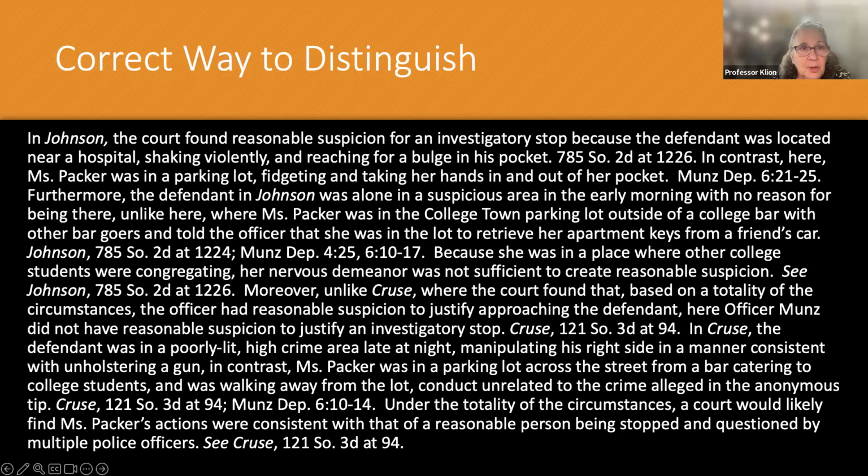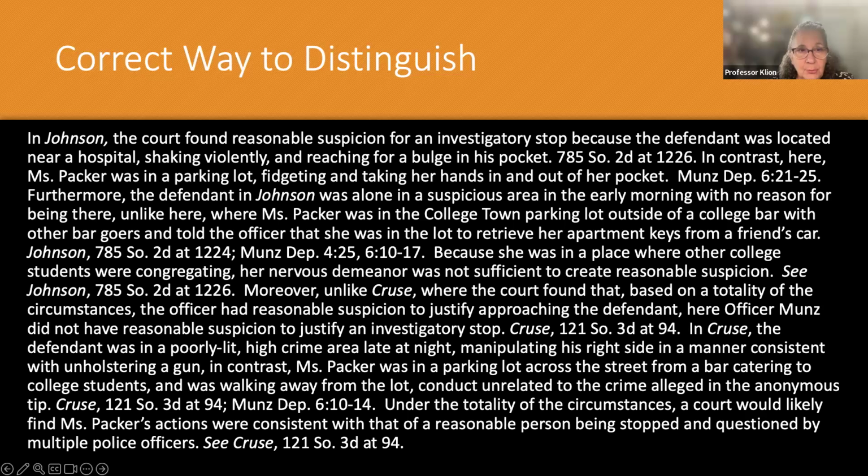Because she was in a place where other college students were congregating, her nervous demeanor was not sufficient to create reasonable suspicion. Cite to Johnson. Moreover, unlike Cruz, where the court found that based on a totality of the circumstances, the officer had reasonable suspicion to justify approaching the defendant, here, Officer Muntz did not have reasonable suspicion to justify an investigatory stop.